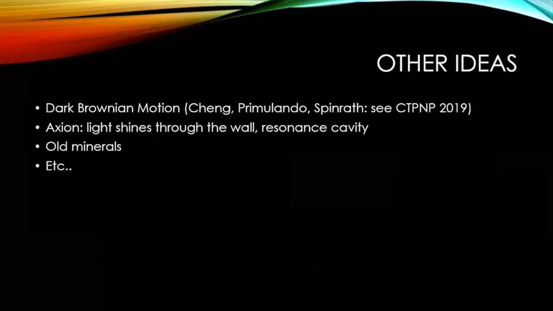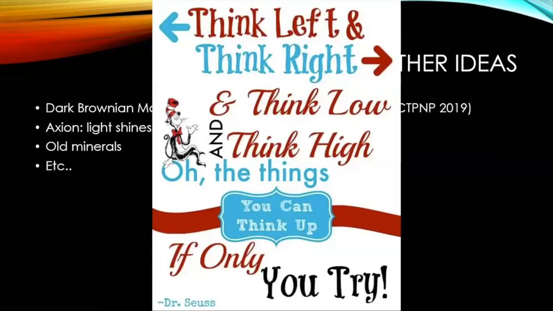So there are so many other ideas, but in order to look for dark matter, since there is so much parameter space to explore, now we are coming close to excluding the WIMP dark matter. We are quite close. As I showed you before, even one of my models has been excluded by direct detection and collider. But it's not the end of the dark matter search. There are still many other landscapes or parameter space to go. So in order to do that, you have to think left, think right, think low, think high. Oh, you can think up if only you try. So these are the avenues of dark matter ideas these days.